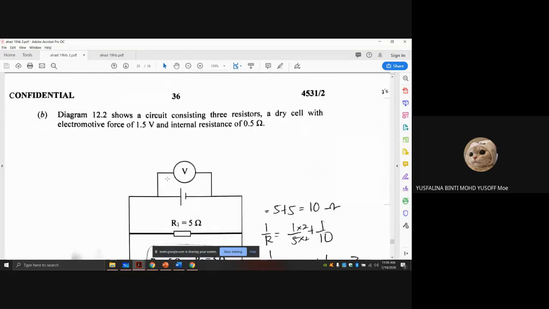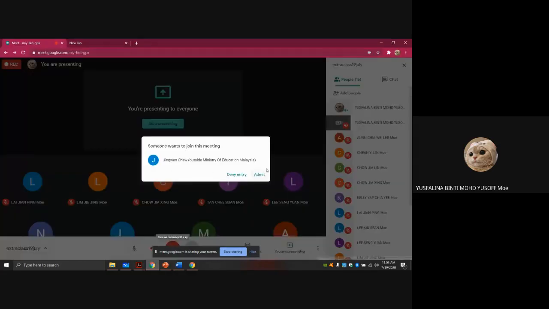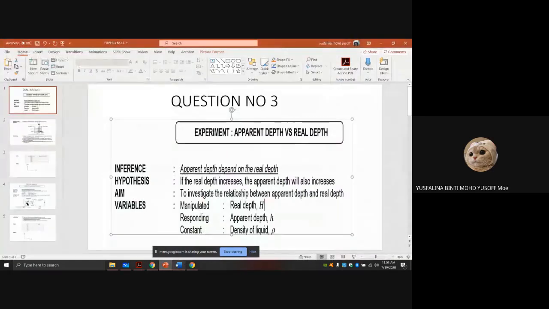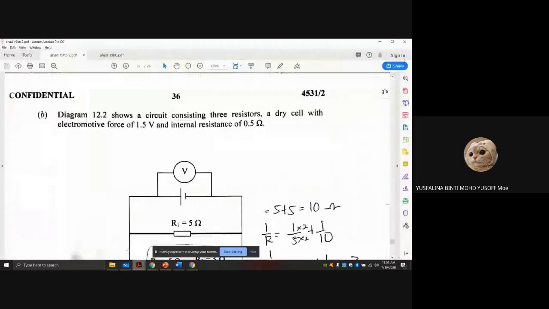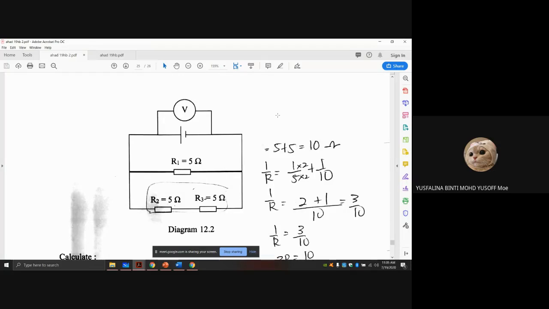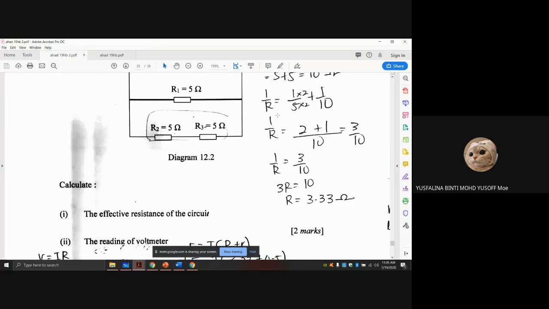The next one is diagram 12.2. It shows a circuit consisting of 3 resistors and a dry cell with an electromotive force of 1.5 volts and an internal resistance of 0.5 ohm. So the EMF here is 1.5. The internal resistance is the small capital R there. The first question: find the effective resistance.